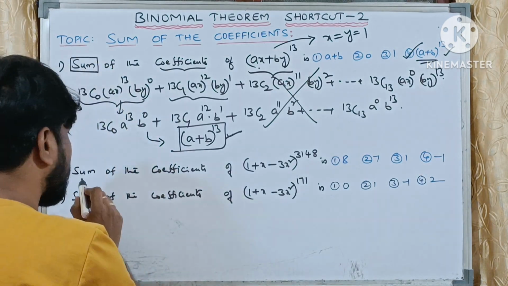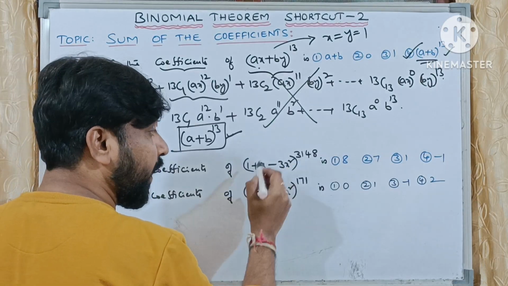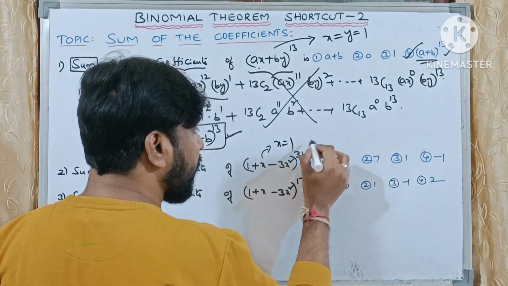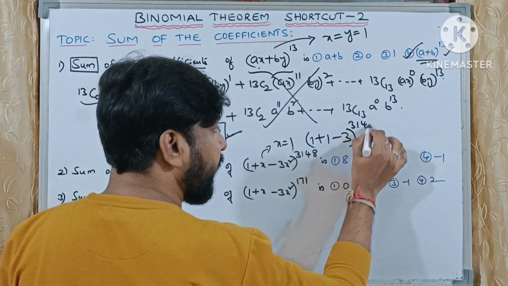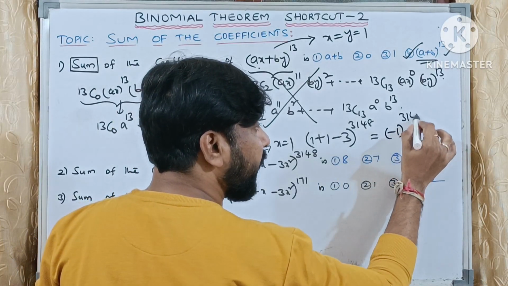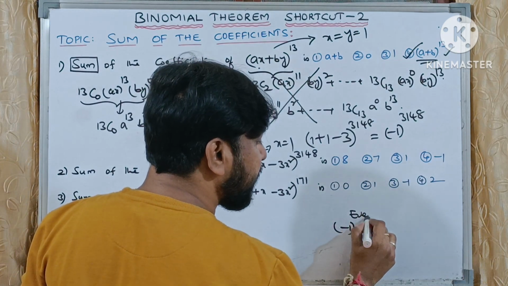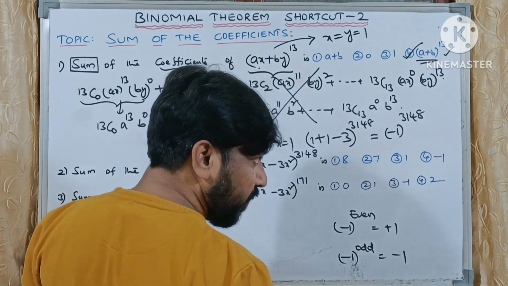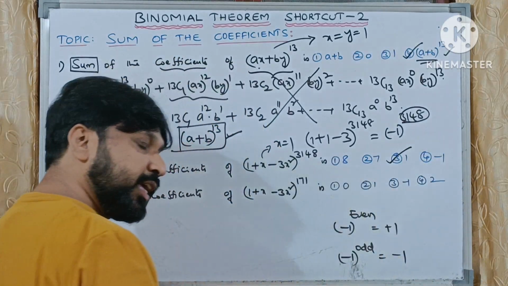Similarly, let us move to one more sum. Sum of the coefficients of (1 + x - 3x^2)^3148. What can we do? In place of x, you need to replace 1. That is nothing but (1 + 1 - 3 into 1^2)^3148, and hence (1 + 1 - 3), that is (-1)^3148. 3148 is an even number. Minus 1 whole power even number is always positive 1. Minus 1 whole power odd number is always minus 1. Here the power is an even number, and hence (-1)^even is plus 1. That is your answer, friends.